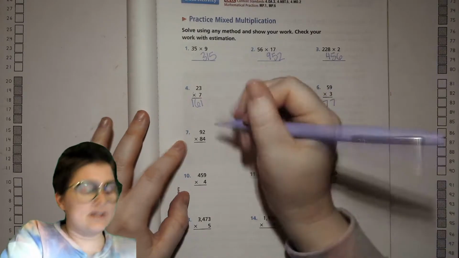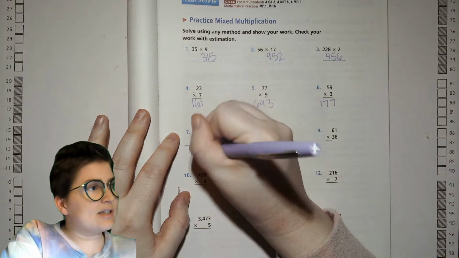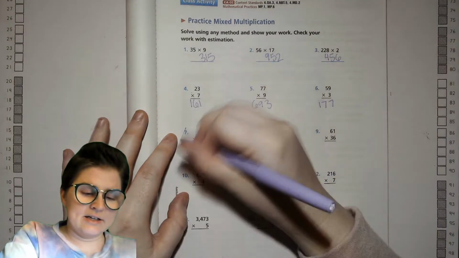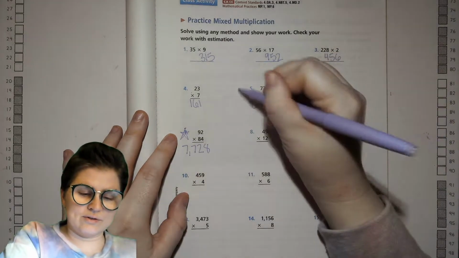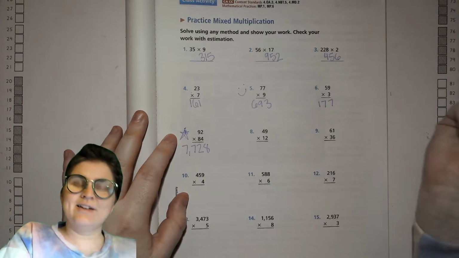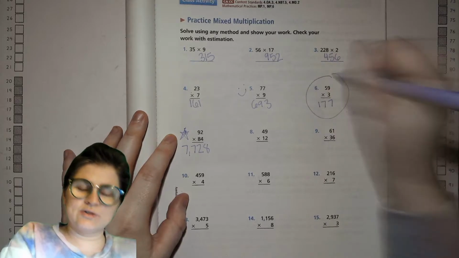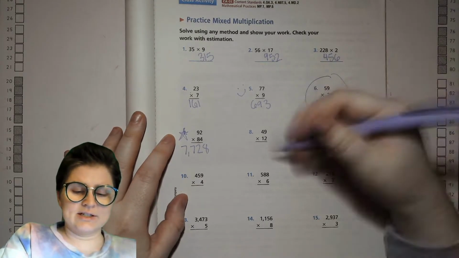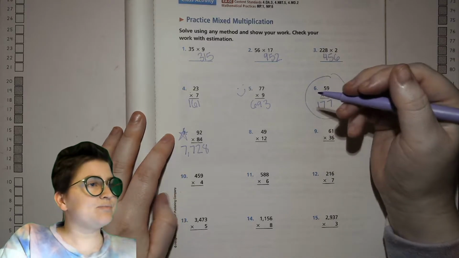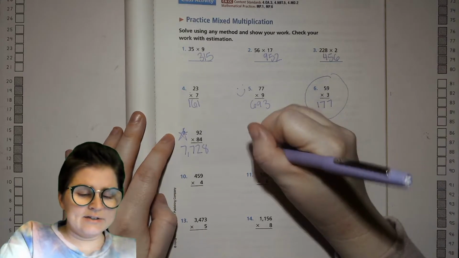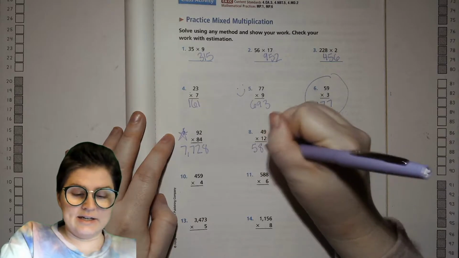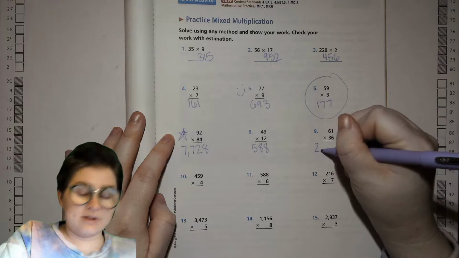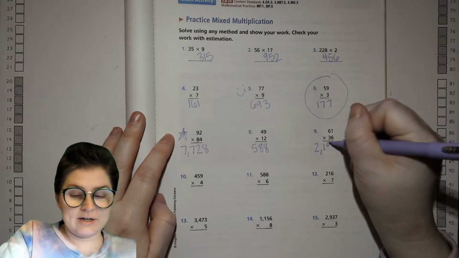Number 7 is 7,728. And while you're correcting these, give yourself a little star or a little smiley face as you get them right. If you're getting them wrong, circle them, okay? That way it'll be easy to tell which type you're struggling with. Number 8 is 588. Number 9 is 2,196.